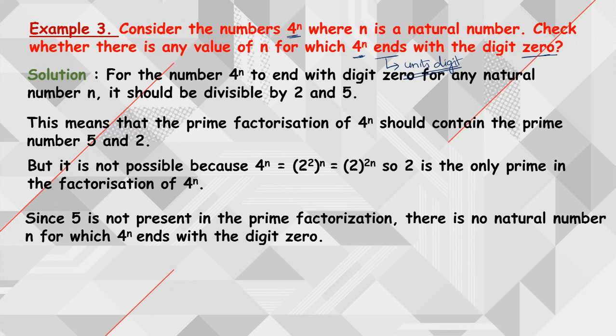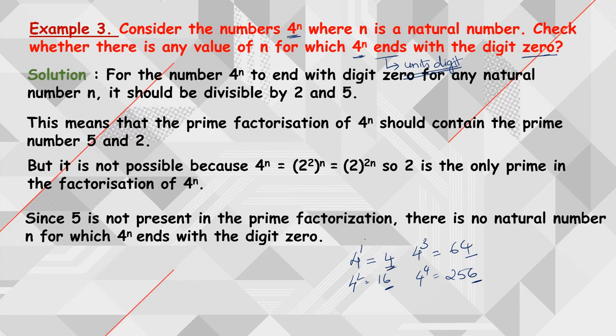And you have already learned this in your previous classes, right? So 4 power 1 means how much? 4. 4 square means 16. That means the units place is 6. So what about 4 cube? 4 cube means 64. Again the units digit is 4. Next, 4 power 4 means 256. So the units place is ending with 6.